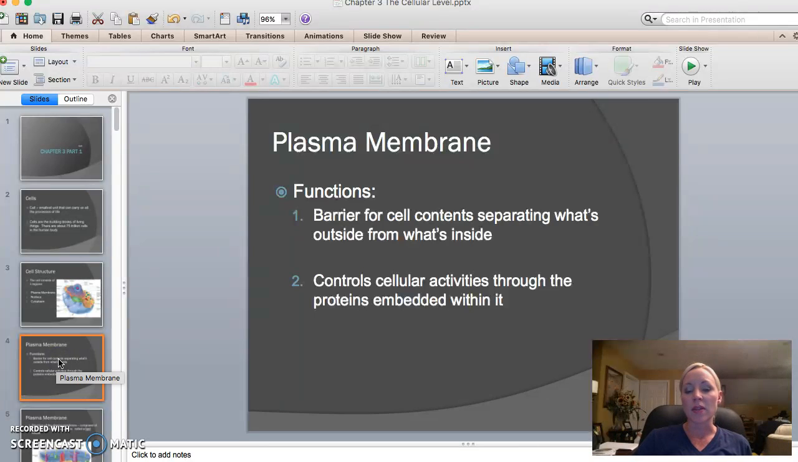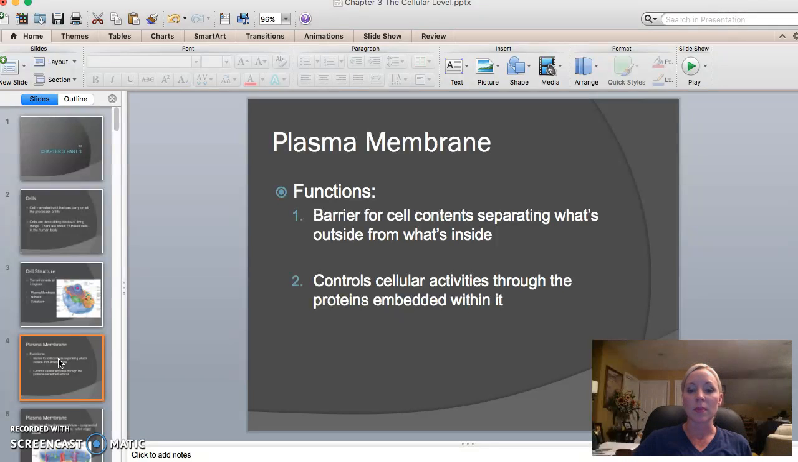So let's talk about these individually. And in this part 1 video, we're going to get through our organelles. So the plasma membrane, let's talk about it first. It is a barrier for cell contents, separating, again, what is on the outside from what's on the inside of the cell. It is going to control cellular activities through the proteins embedded within it.